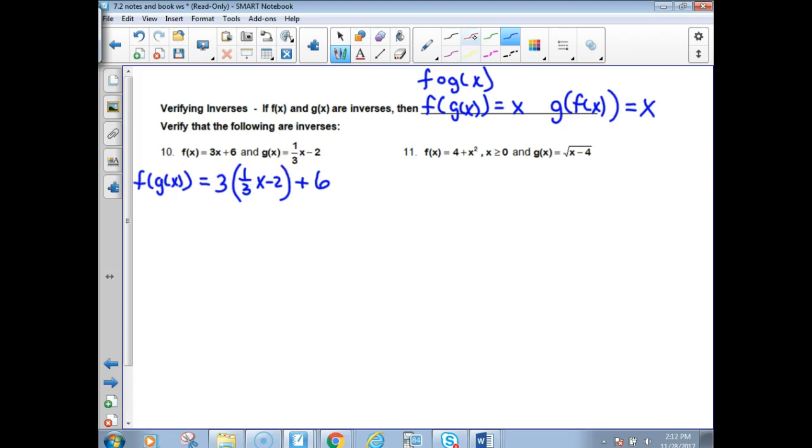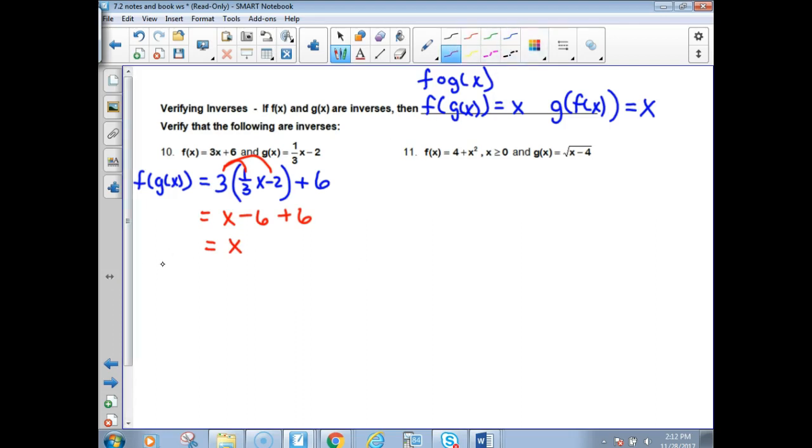Now I need to start simplifying it. So if I distribute 3, 3 times a third is 1, so that's going to be x. 3 times minus 2 is minus 6, and then I've got that plus 6. Well, the 6s are opposites, so we are ending up with just x. And that's good. So far, these are inverses.